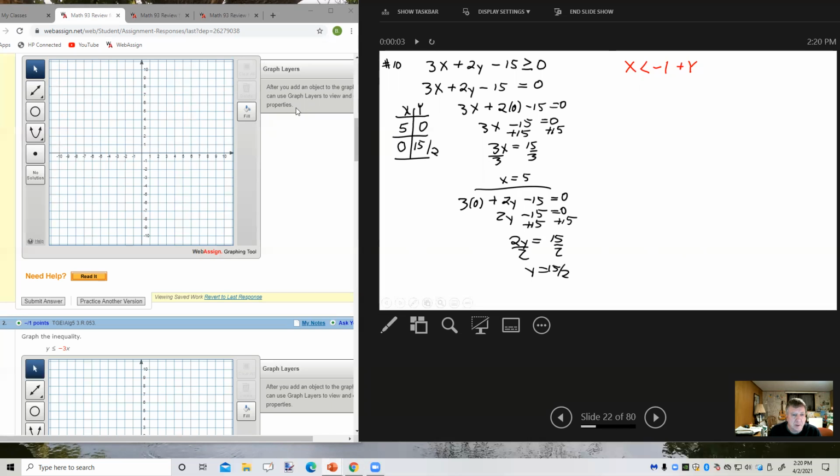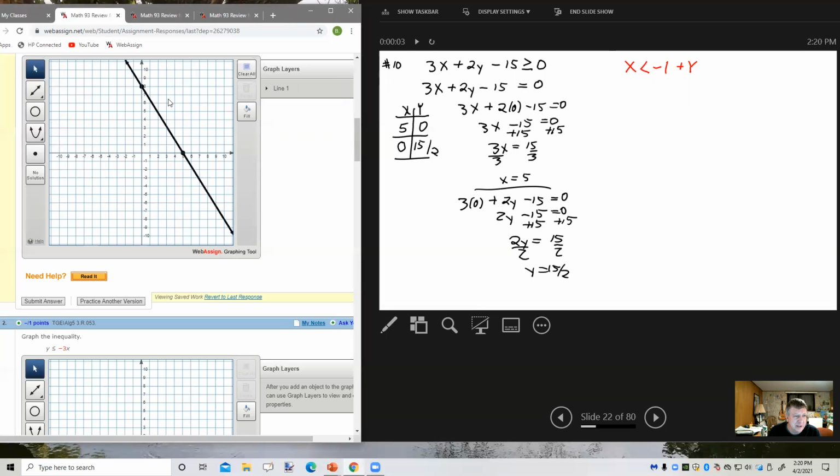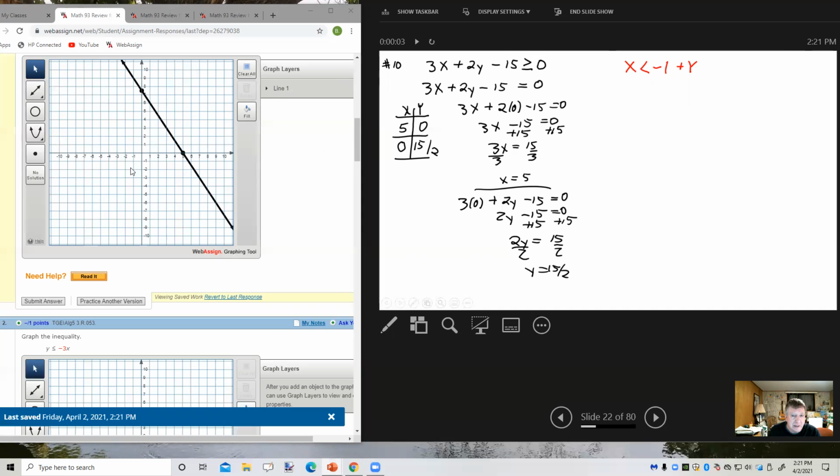All right. So let's go over here and let's plot those 2 points. 5, 0. 15 halves is 7.5, so I'm going to go right there, but again, it doesn't like it, so I'll come back here, 5, 0, and then 0, comma, 15 halves. Okay, and this first inequality includes equals, so it's a solid line. Let's use 0, 0 as a test point.